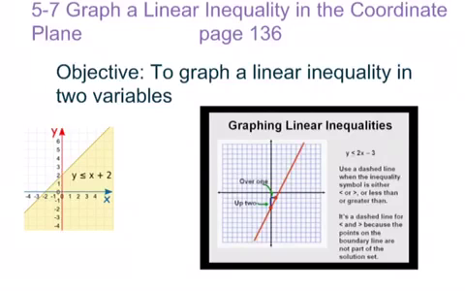Okay, the objective is to graph a linear inequality in two variables. So it's going to look kind of like these two examples down here. We're going to draw a line, then you're going to shade in one side of the graph, and instead of an equal sign, you have an inequality sign.